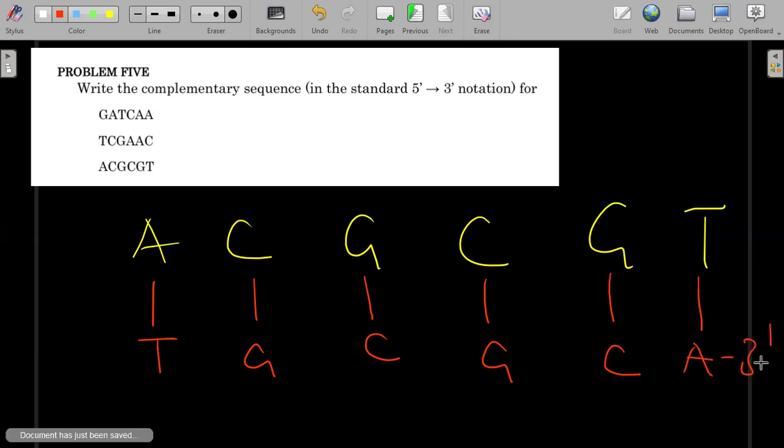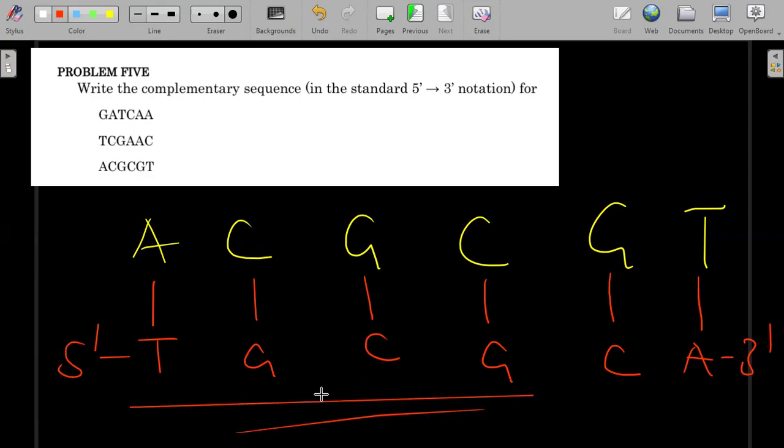So this is the 3 prime, and this one here is the 5 prime. So this here is the complementary sequence of what we've been given there.